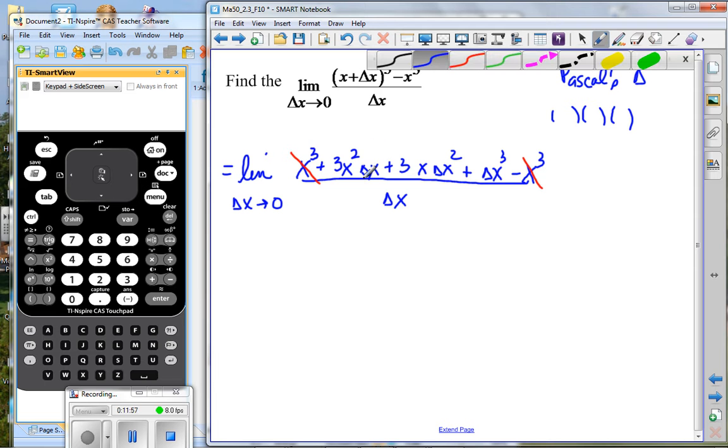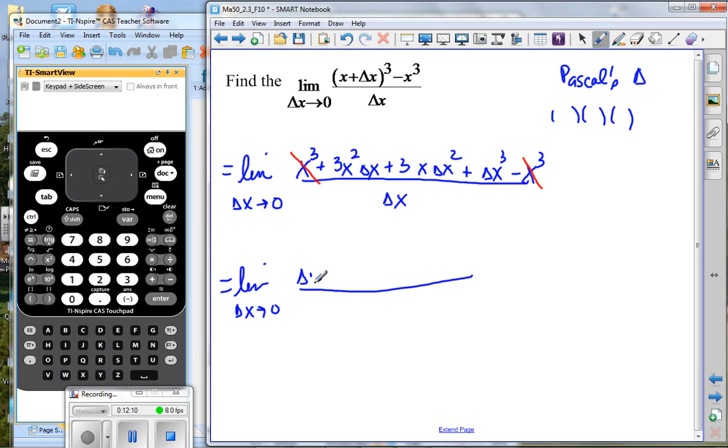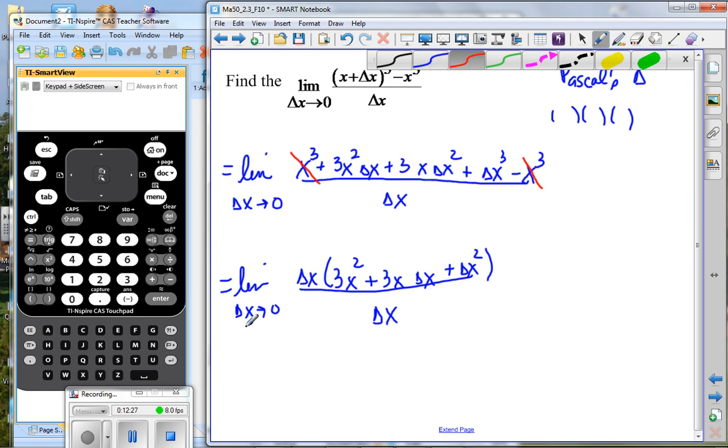Something else that I see, I have a delta x term, a delta x squared term, and a delta x cubed term. So I'm going to write the limit as delta x approaches 0, and I'm going to factor out a delta x from each term, divided by delta x. Why? Well, look at what we just wrote. The reason I couldn't use direct substitution is because I had delta x in the denominator and I cannot replace it with 0. At this point, when I factor out a delta x, that problem goes away.